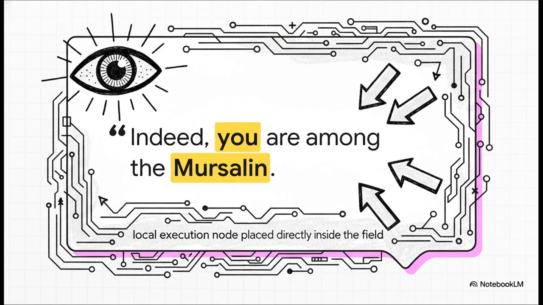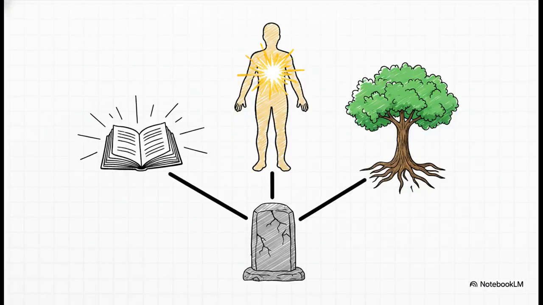You are absolutely not a spectator sitting outside the text looking in. You are the local execution node placed directly inside this field. You are the exact junction where the physical and the imaginal meet, what the text calls the 41:11 junction. It's where the book in your hands, the stone of your physical reality, and the tree of your inner heart all intersect. Your entire theoretical task standing at this exact coordinate is to take the potential energy of the universe and actively convert it into light.